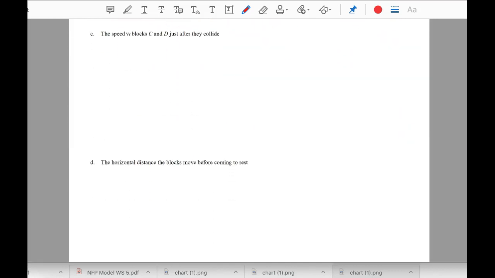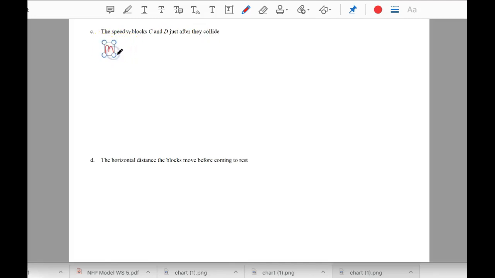If we go to part C, it says the speed VF of blocks C and D, and you can do this just after they collide. So first thing we need to do is think about what kind of collision this is. Because they are sticking together, we know that this is an inelastic collision.